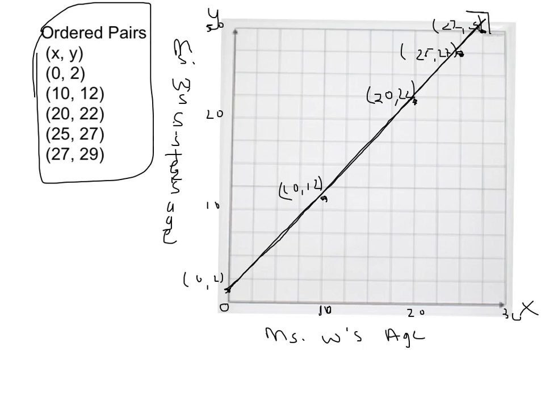As I get older, my sister will also continue to be 2 years older, and it will continue to make a straight line going up. And again, that's what makes it a linear equation. When you plot the points, it makes a line.